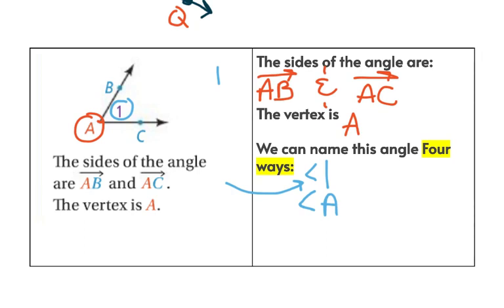Normally when we name angles most of the year, we're going to say angle. And what we do is we put the vertex in the middle and then we hug it with the other two endpoints. These are the ways you'll see it most often.